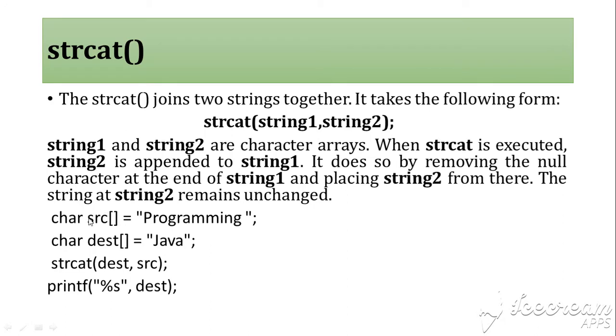So suppose we have two character arrays, src initialized to programming and another character array dest initialized to Java, and you use a function like strcat dest comma src. So the content of src gets appended to dest. Therefore what you ultimately see in dest is Java programming. So if you try to print the string dest with the format specifier %s, it is no more Java, it is Java programming, because programming is appended to the end of Java.